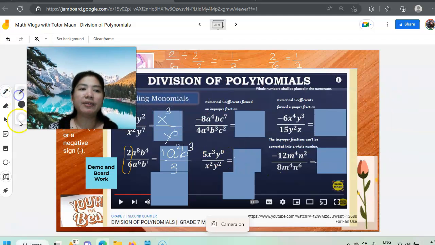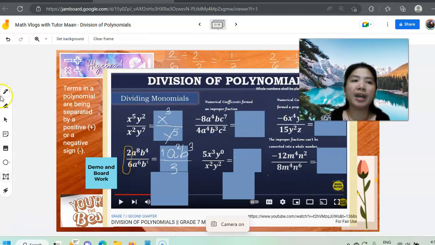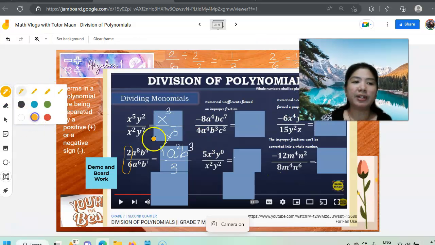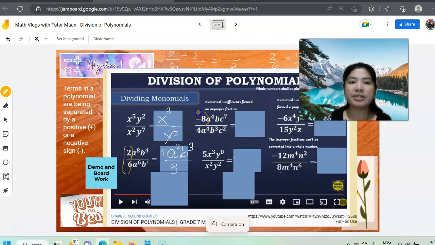So we have, again, a fraction for the number factor or the numerical coefficient. So it's negative 8 divided by 4. How much is negative 8 divided by 4? It's negative 2. Okay, so again for the answer, just write a fraction bar. And then negative 8 divided by 4 is negative 2.